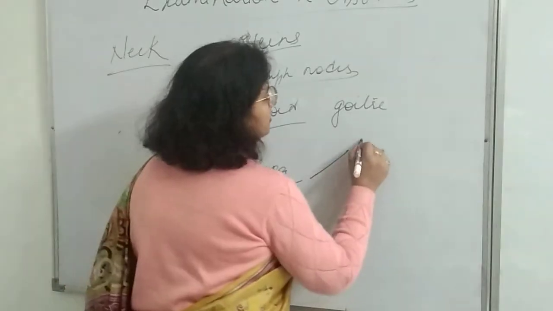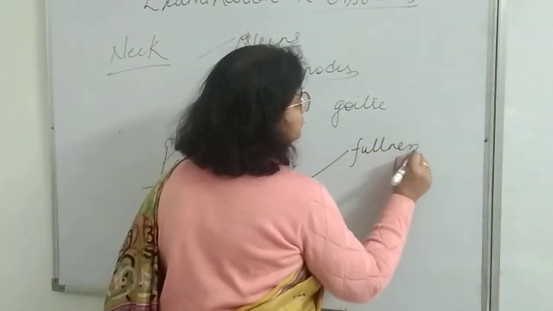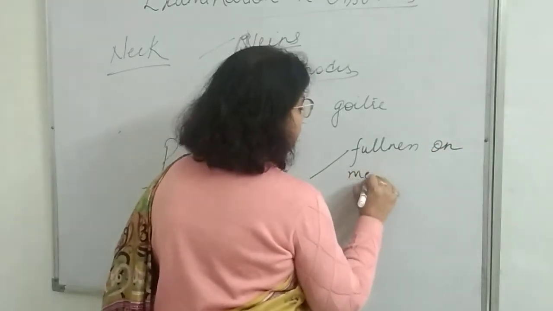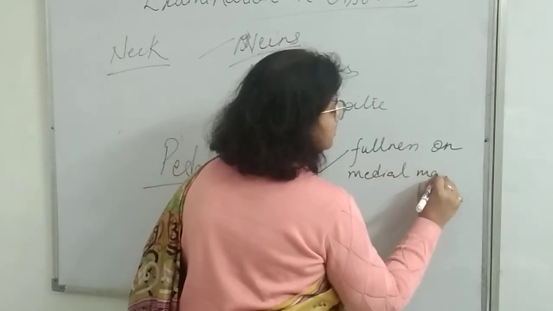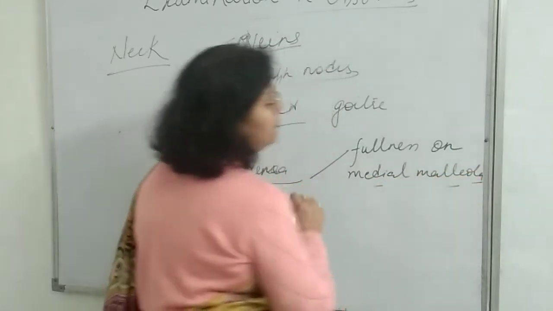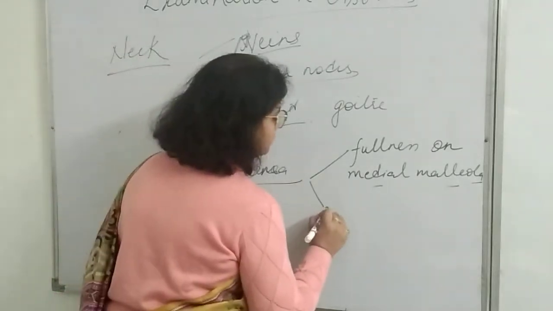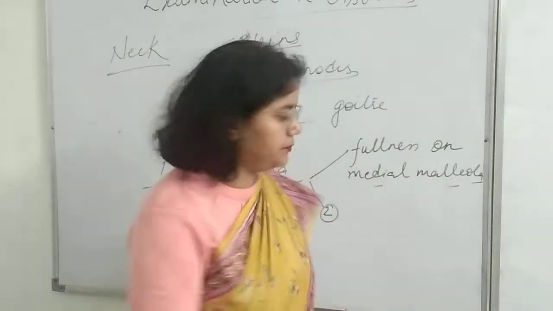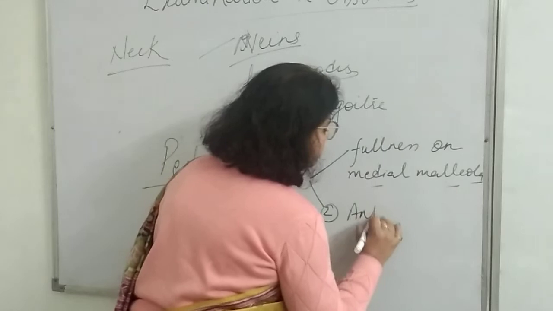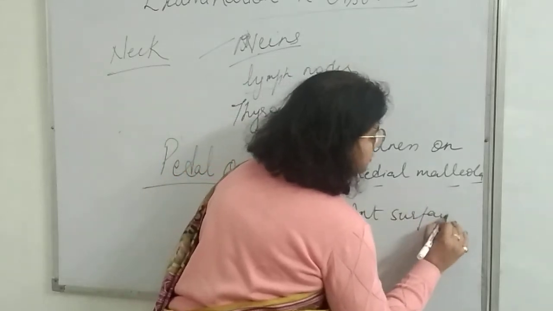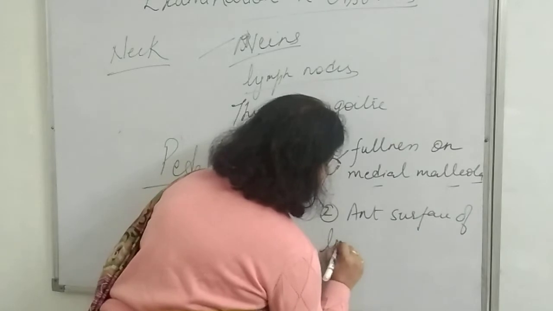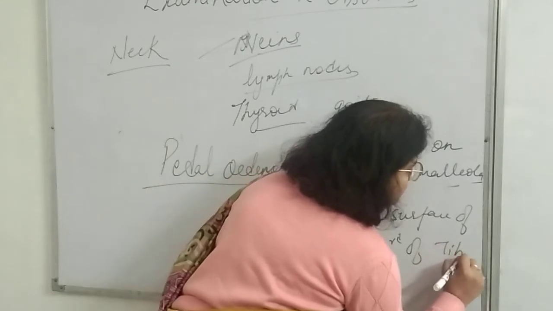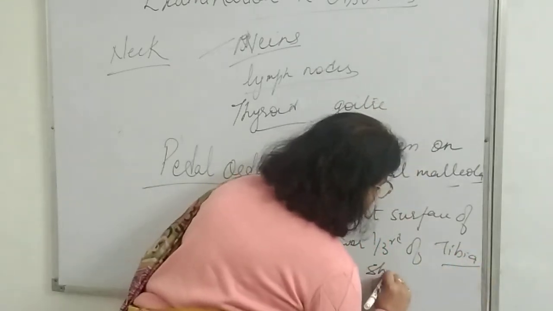Number one, you will be getting fullness on looking below the medial malleolus. Number one. Number two, it's the anterior surface. Look at the anterior surface of the lower 1/3 of the tibia. That is also called shin.